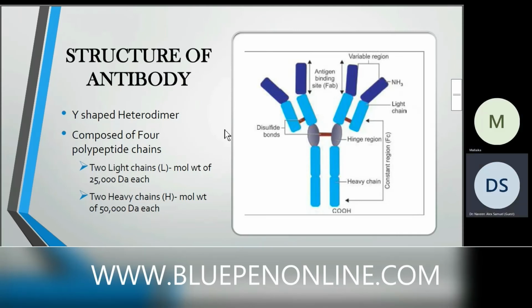So now, the structure of an antibody is a Y shape, a heterodimer. It is composed of 4 polypeptide chains: 2 light chains and 2 heavy chains. The light chain has a molecular weight of 25,000 Dalton each, whereas the heavy chain is about 50,000 Dalton each.